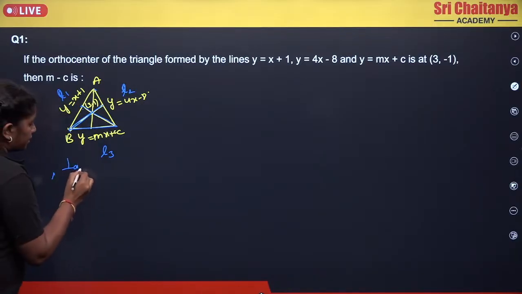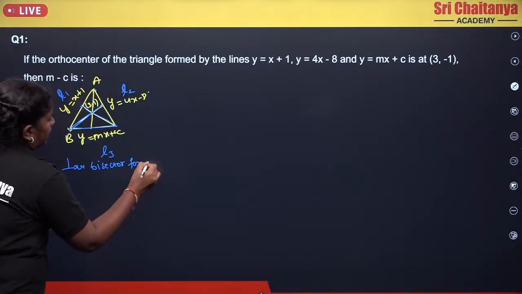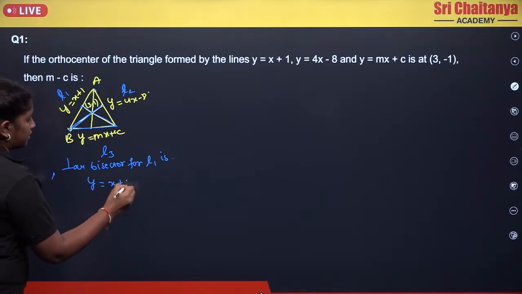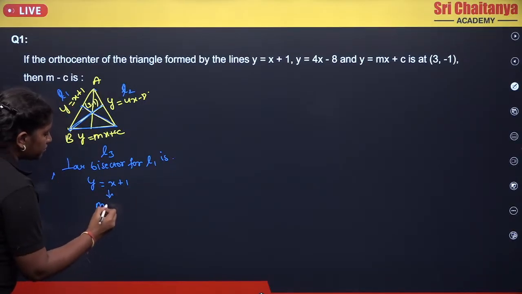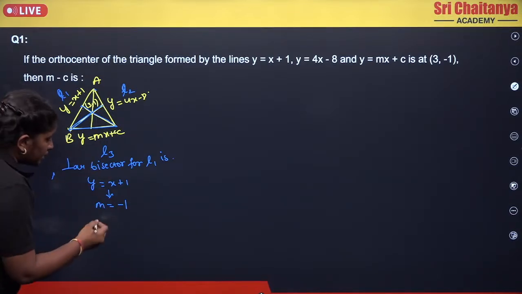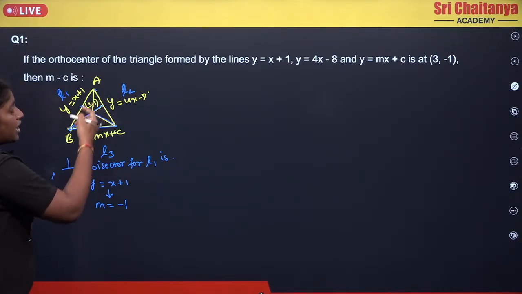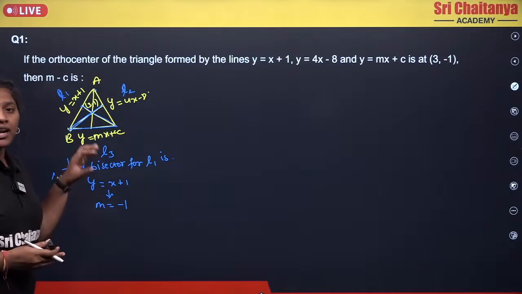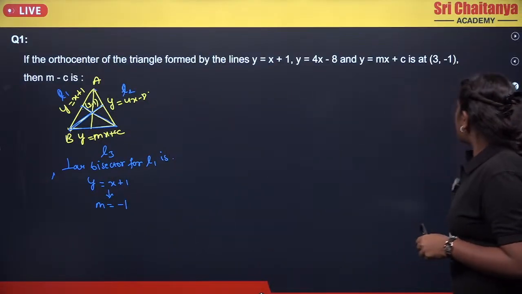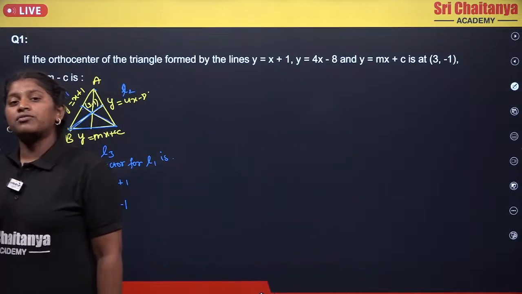So now the perpendicular for L1. We have y equals x plus 1. From this, what is the m value? The m value becomes 1. So what will the perpendicular line become? Already they gave our orthocenter, which is (3, -1). The orthocenter lies on the perpendicular, why? Because it is the orthocenter. So now we have the slope and we have one point, so from there we can find the equation of the perpendicular.